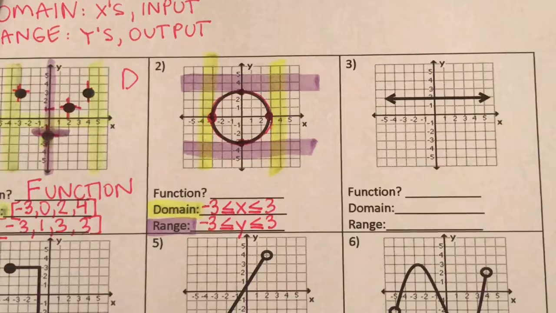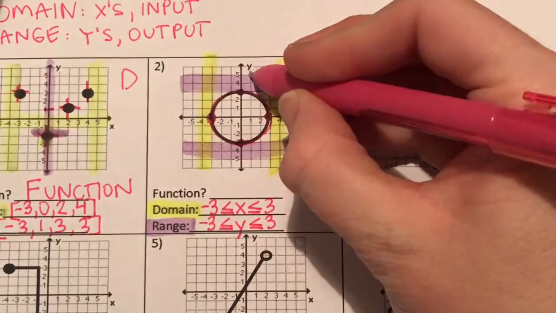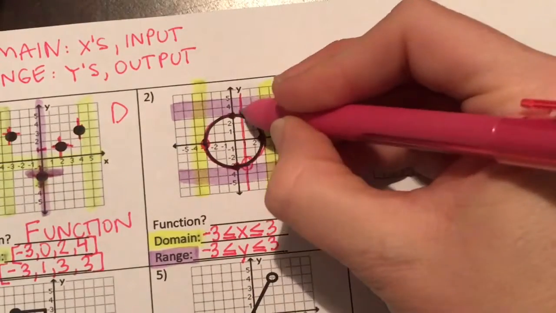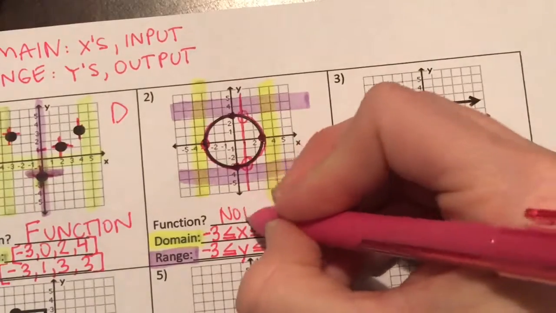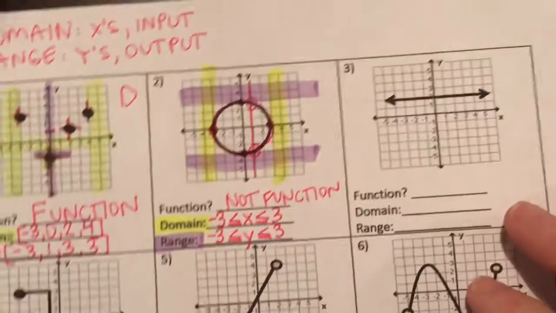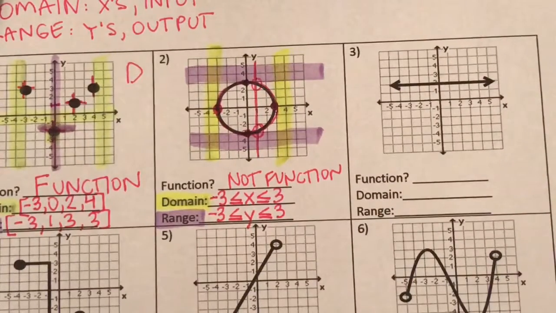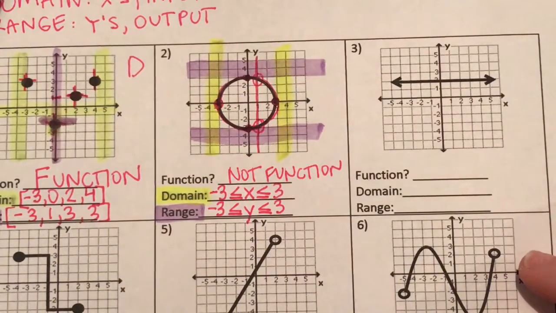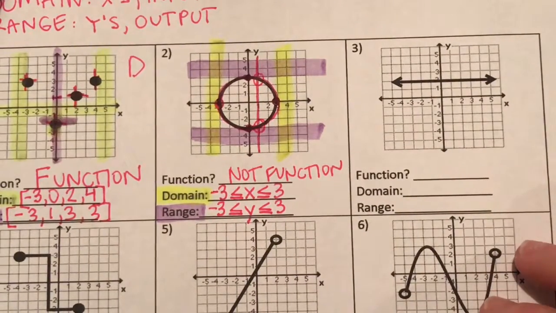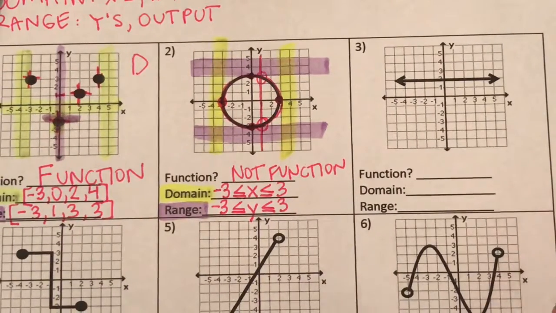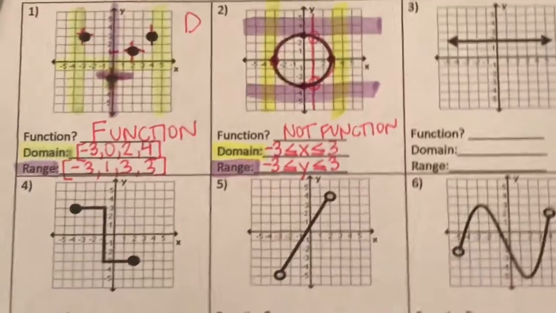And then if you also want to identify whether it's a function or not, you would do your vertical line test. And since it hits more than one time, this is not a function. And the reason would be because it fails your vertical line test. Okay? Alrighty, moving on. So we're actually going to skip number 3. I'm going to let you do that one on your own, and I want it to challenge you. So we are going to look at number 4 now.